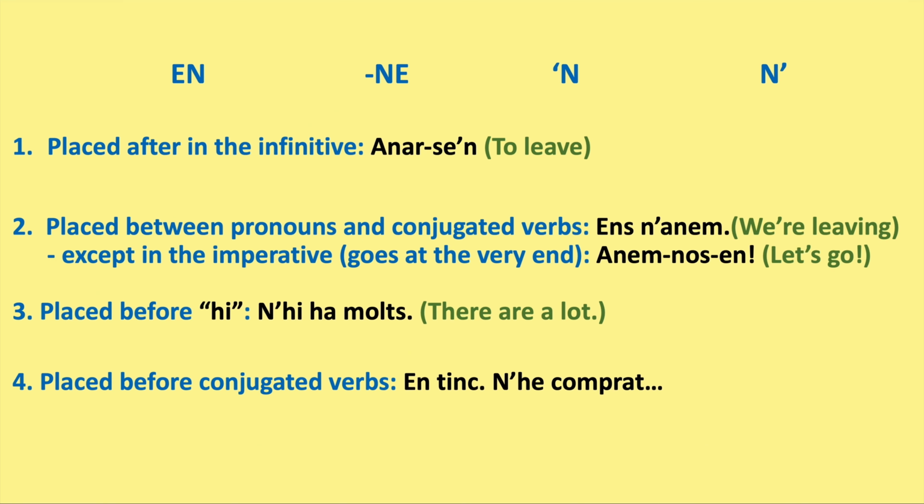"En" is placed after in the infinitive, such as in "anar-se'n". It's placed between pronouns and conjugated verbs, such as in "ens n'anem", we're leaving, except in the imperative where it goes at the very end, "anem-nos-en". It's placed before "n'hi ha molts", there are a lot, and placed before conjugated verbs, "en tinc", "n'he comprat".